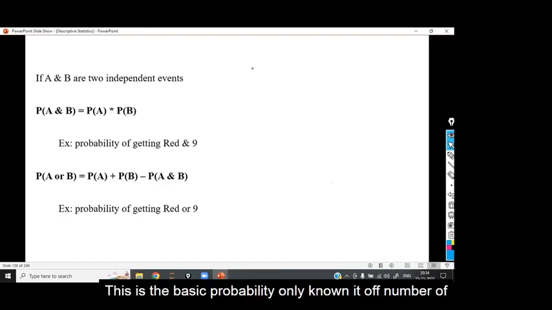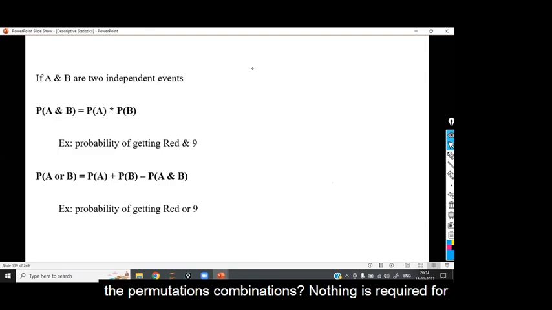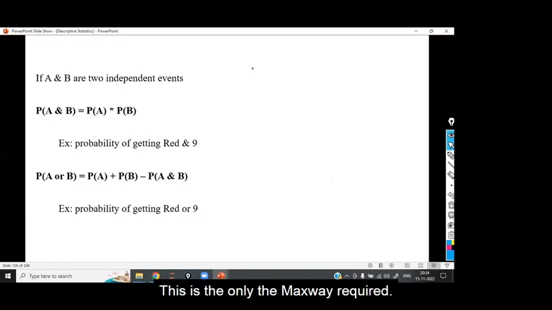This is the basic probability only. No need for the number of black balls, red balls, we are having this many bags, what are the permutations, combinations? Nothing is required for data science. This is the max we require. The math related to data science is completed from the probability perspective.